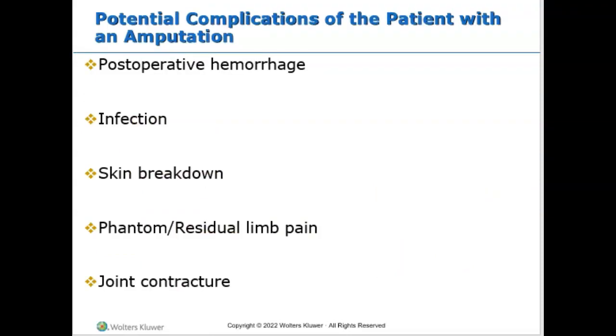Always assess their psychological state because they may be having a difficulty coping with the altered body image. They could have skin breakdown, joint contracture. So we want to make sure they're doing range of motion exercises and exercising the muscle region as soon as they can so that they don't have joint contractures happening.